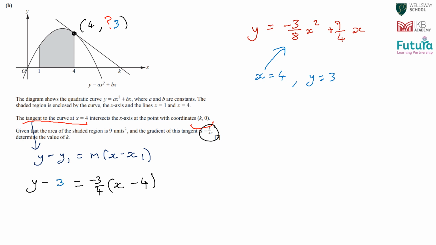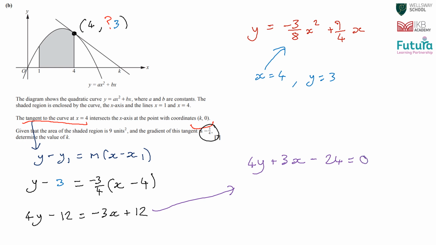We can make this slightly easier to look at. If we multiply both sides by 4, we get 4y minus 12. If we expand this bracket, we get minus 3x plus 12, like that. And after that, I might just be tempted to put it all on one side. So we get 4y plus 3x minus 24 equals 0.